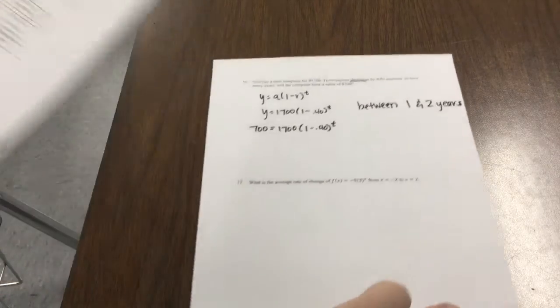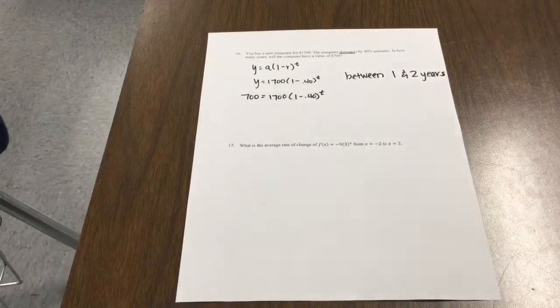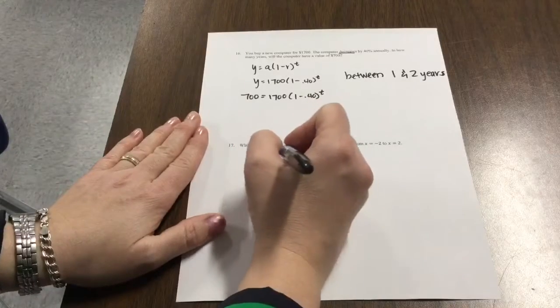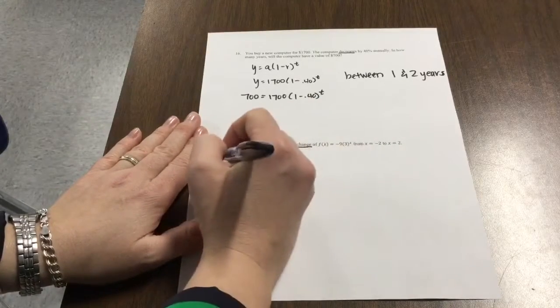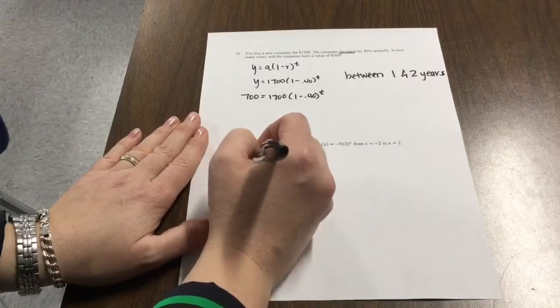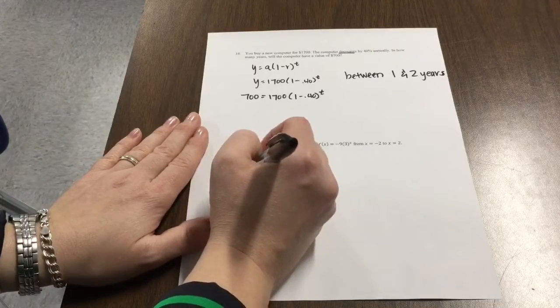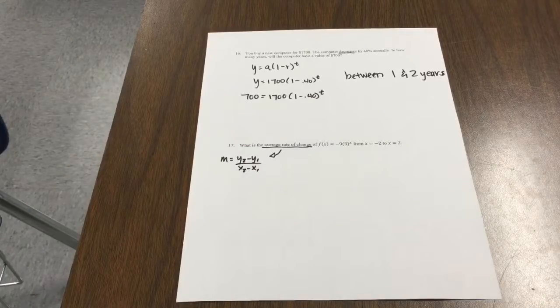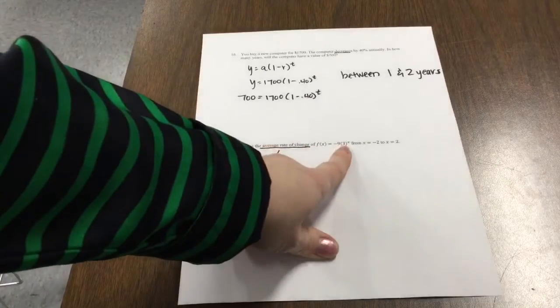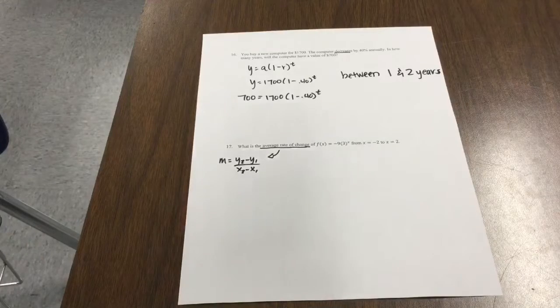Now, number 17 switches topics on you. Number 17 is asking average rate of change. And what we've discussed in class is the average rate of change is just using the slope formula to find the slope between 2 points. So even though we know this line is a curve and we know that its slope is constantly changing, the rise over the run goes from less steep to more steep, we can find the average slope between 2 points just to get an idea of what the rate of change might be on that interval.